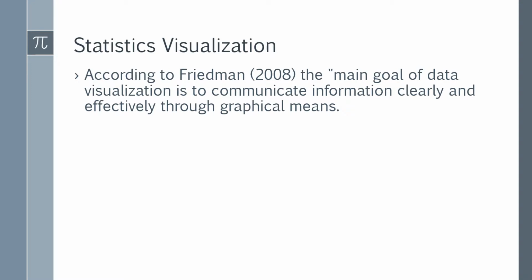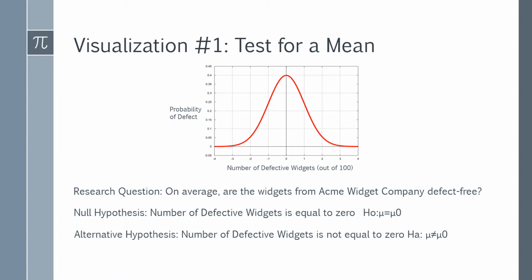Statistic visualization is an important tool. According to Freeman, the main goal of data visualization is to communicate information clearly and effectively through graphical means. Now, I'm going to present you some examples of visualizations.